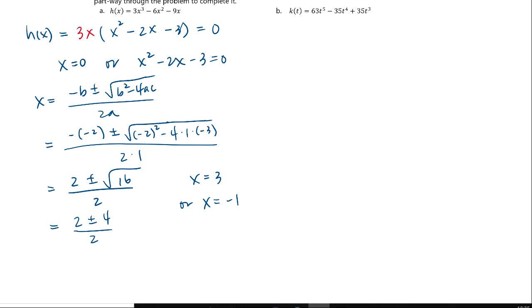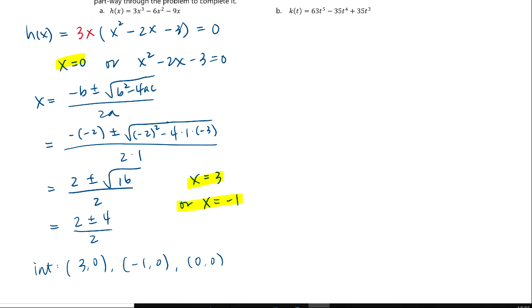To put it all together, the horizontal intercepts I have are 3, 0 and negative 1, 0. And don't forget the first one we found, which was 0, 0 over here. Therefore, these are the three intercepts we have. This is a third degree function, so we can get up to 3 different horizontal intercepts.